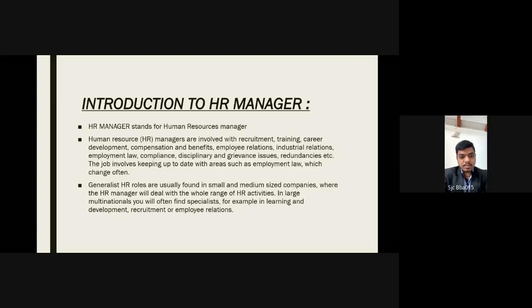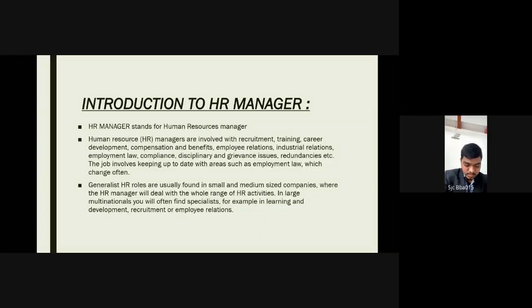So my topic is introduction to HR manager and roles of HR manager. First, HR manager stands for human resource manager. Human resource managers are involved with recruitment, training, career development, compensation and benefits, employee relations, industrial relations, employment law, compliance, disciplinary and grievance issues, redundancies, etc.